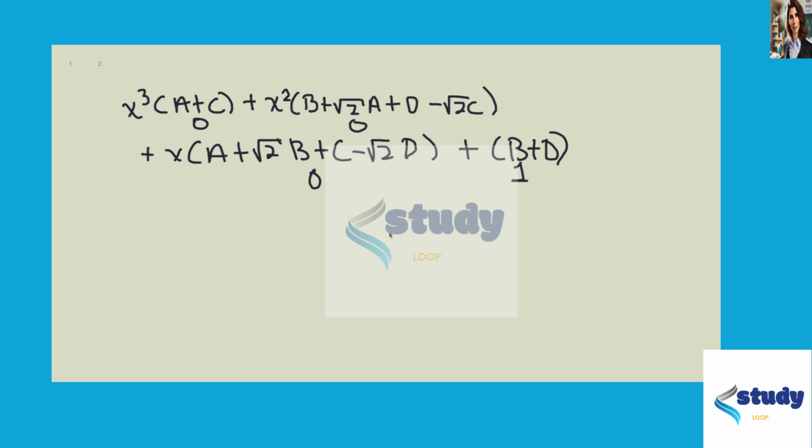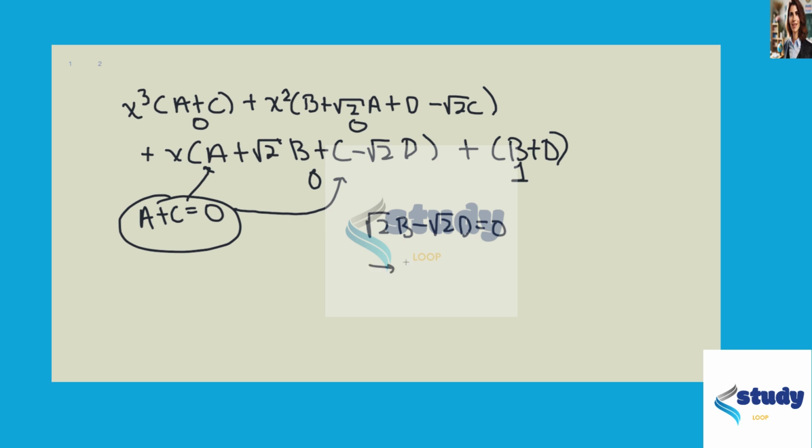So we do have a plus c equals 0. We could plug in this fact, since we have an a and a c here. So we end up with root 2b minus root 2d equals 0. This implies b equals d. And if we plug this fact into this equation here, we get b equals d equals a half.